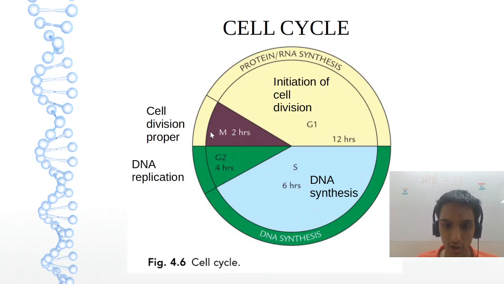I've marked what are all the processes which will happen. In the G1, the initiation of cell division, or here protein or RNA synthesis. In this three phases, here DNA synthesis will happen. In the S phase, in the G2, DNA replication. In the M, the actual cell division will happen, or the cell division proper.